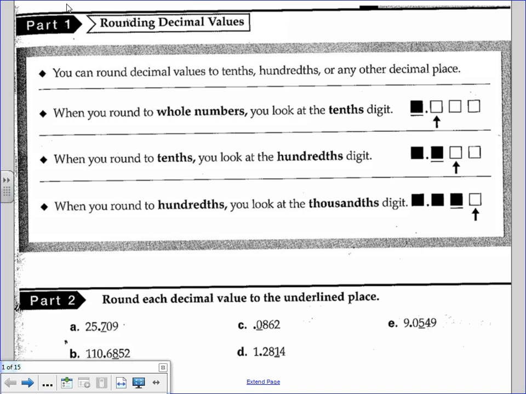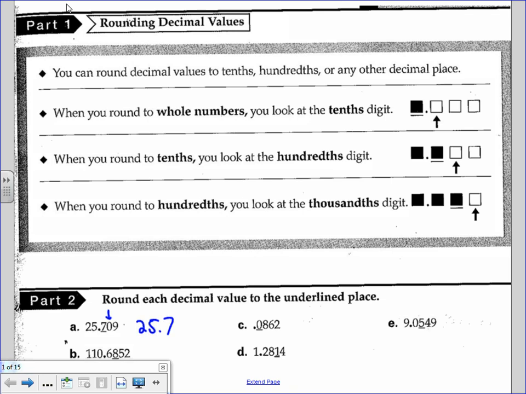Okay, so when you look at what is part 2 on the bottom, it says round each value to the underlined place. So for A, the 7 is underlined, so I am going to look to the right of the 7, which is the 0, and the 0 is going to tell me what to do to the 7. Remember, if the number to the right of the place you're rounding is 0 through 4, it stays the same. If it's 5 or higher, you would round up. So since this one's 0, we're going to leave the 7 alone, and it's just going to be 25.7.